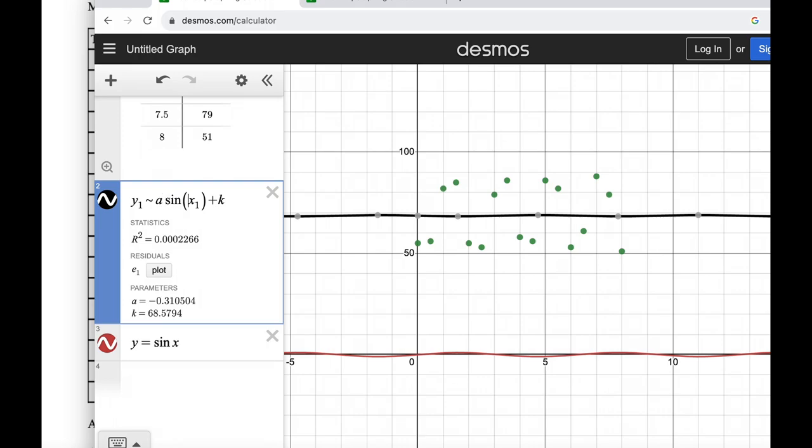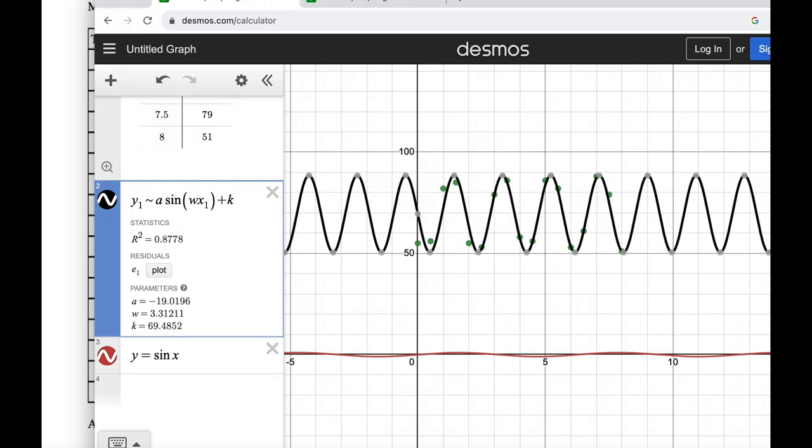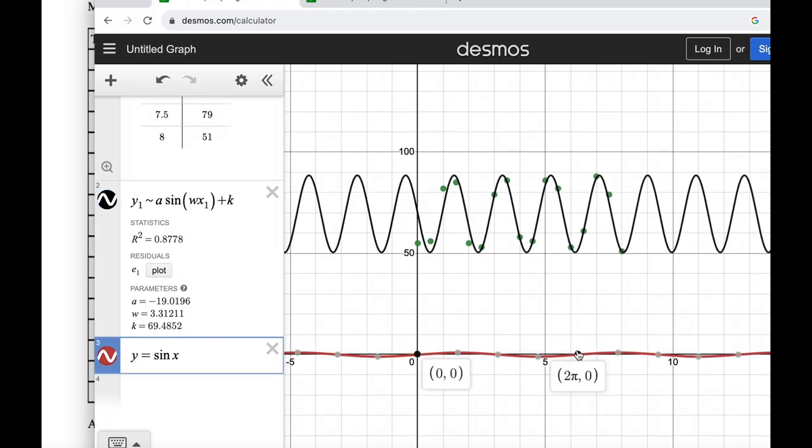So I'm going to type in wx. W here is standing for the Greek letter omega, which is the angular frequency of the wave. Now it looks like the regression is starting to kick in to a pretty good degree. As we can see, the sine wave completes its cycle after 2 pi. That would be the original graph of sine of x. But our graph actually completes its cycle with a different period.